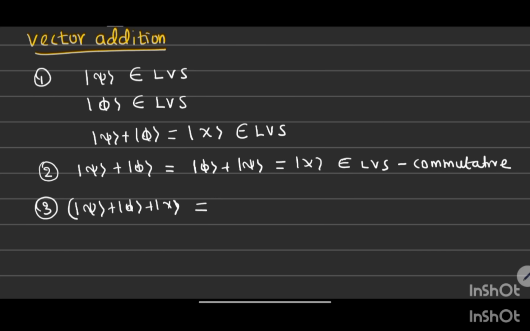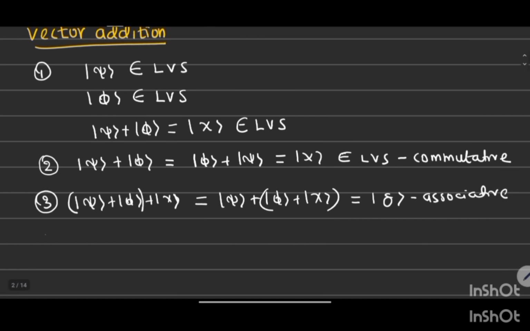And associativity: when you add three vectors psi, phi and chi, at first you can add psi and phi, and the resultant vector can be added with chi. Or you can do it the other way: at first you can add phi with chi, and the resultant vector can be added with psi. In both cases you will get some other vector, let's call it delta. In both cases the answer will be the same. This is called the associativity property, meaning that the grouping of the vectors when you add three vectors doesn't matter. Vector addition has the associativity property.